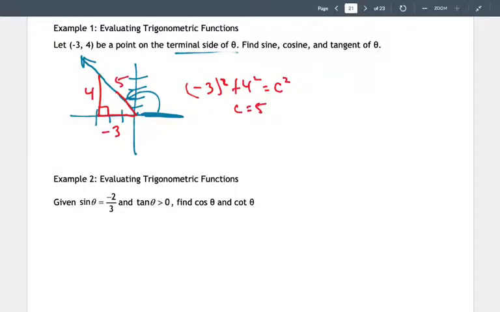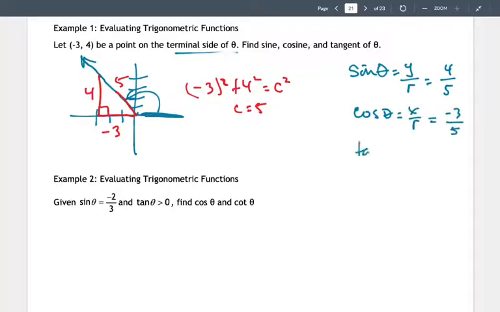All right, then they're asking us to figure out what the sine of theta is. So sine of theta would be y over r. So in this case, it would be 4/5. Cosine of theta would be x over r, or adjacent over hypotenuse, and it's -3/5. And then tangent of theta equals y over x, so it's going to be 4 over -3. So those are those three trig functions, knowing that -3, 4 goes through the terminal side of that angle.